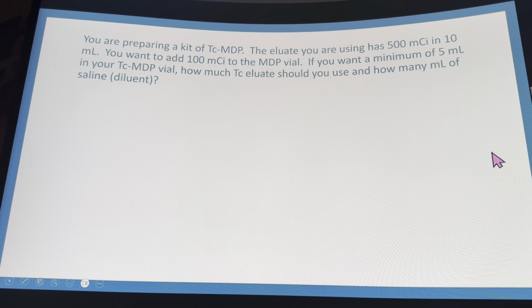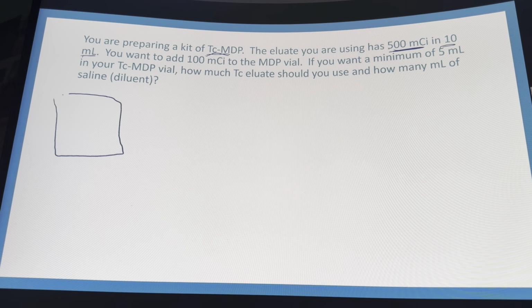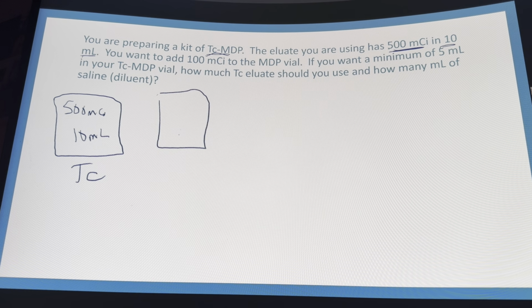All right, one more, and then we're going to move on to something different because this is heavy. You're preparing a kit of Tech MDP. The eluate you're using has 500 millicuries in 10 ml. I have to draw a picture. Here's my vial. I have 500 millicuries in 10 ml, and this is my technetium. All right, I want to add into my Tech MDP, this is my MDP kit, I want to add 100 millicuries, and I want there to be 5 mLs.